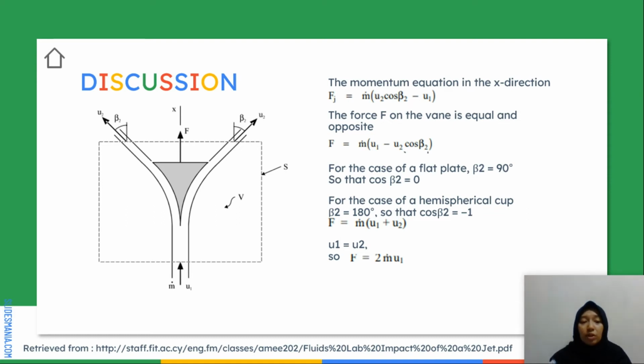There is a formula, F is equal to m dot times u1 plus u2. If we neglect the effect of change of elevation on the jet speed and the loss of speed due to the friction over the surface of the vane, we can get u1 is equal to u2. So F is equal to 2 times m dot times u1.